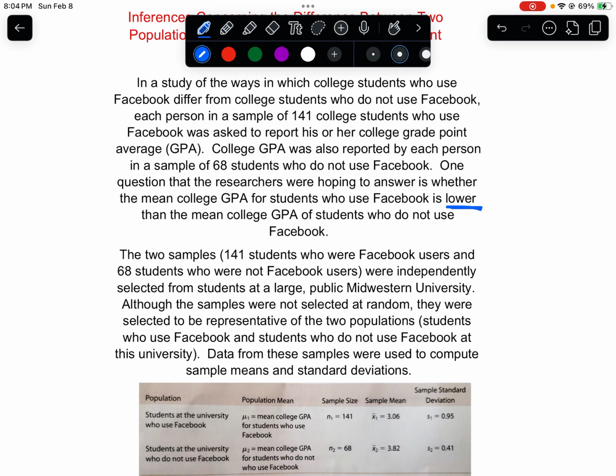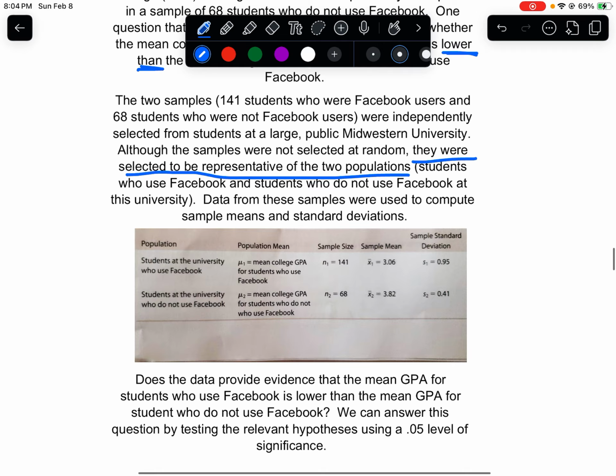So this one is deciding we want to try to prove lower than, not just differs from. So we're going to be able to be a little bit more detailed there. Two samples were independently selected from students at a large public Midwestern University. Although the samples were not selected at random, they were selected to be representative of the two populations. So even though they say it wasn't random, they were strategic enough to get something representative of the larger groups, which is ultimately what we want here.